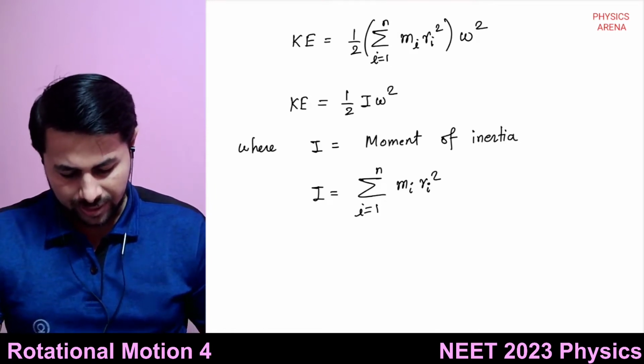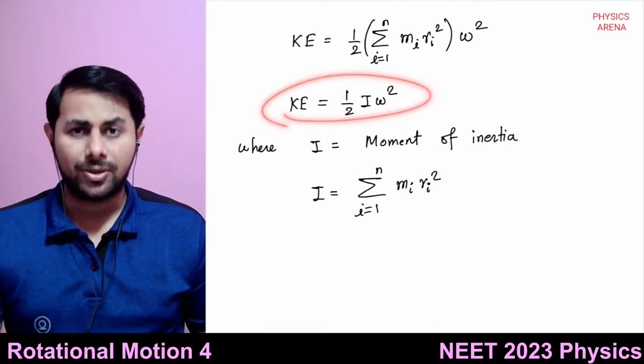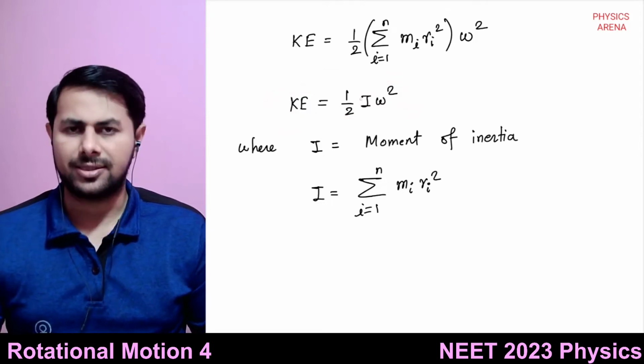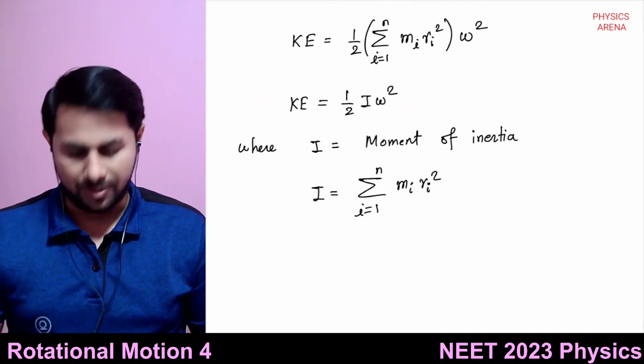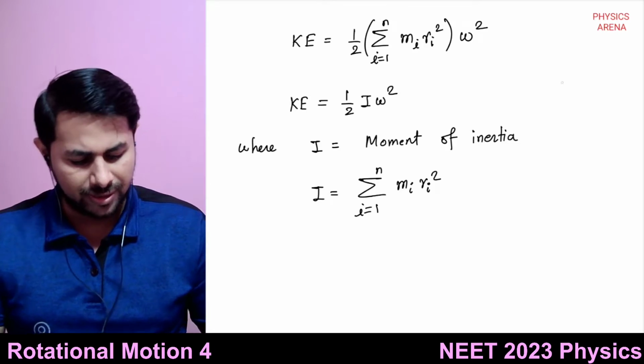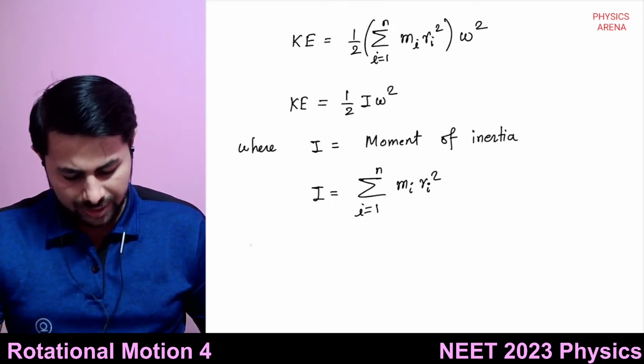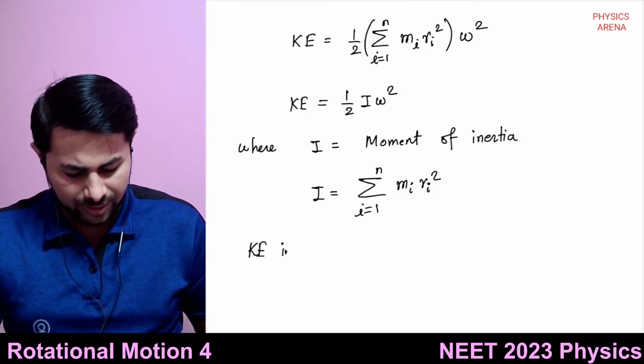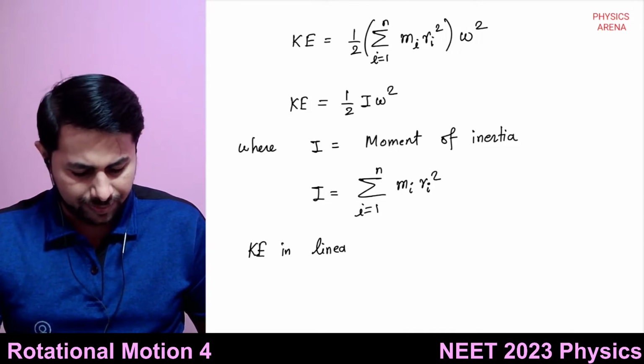So see, this kinetic energy of a rotating body can be written like this: half of I into omega square. So compare this equation with kinetic energy in linear motion. So kinetic energy in linear motion.